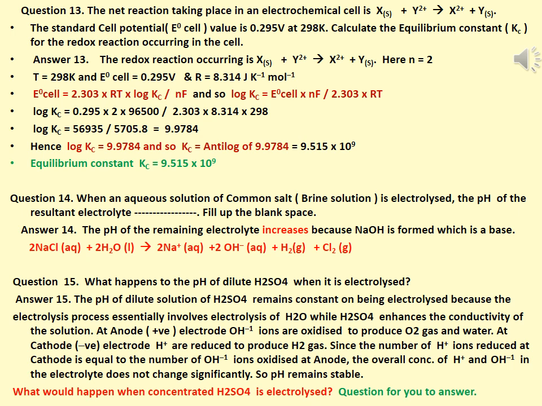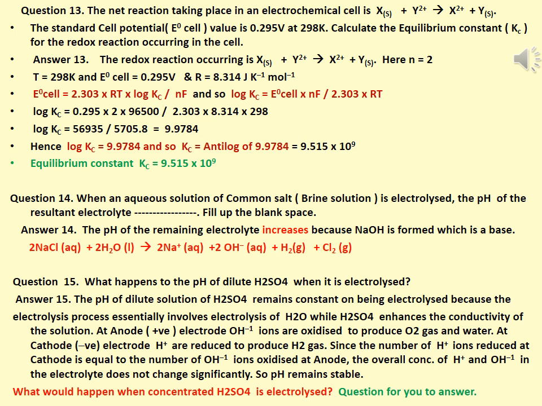Question number 13. The net reaction taking place in an electrochemical cell is X solid plus Y2+ gives X2+ plus Y solid. The standard cell potential E naught cell value is 0.295 volt at 298 Kelvin. Calculate the equilibrium constant Kc for the redox reaction occurring in the cell.